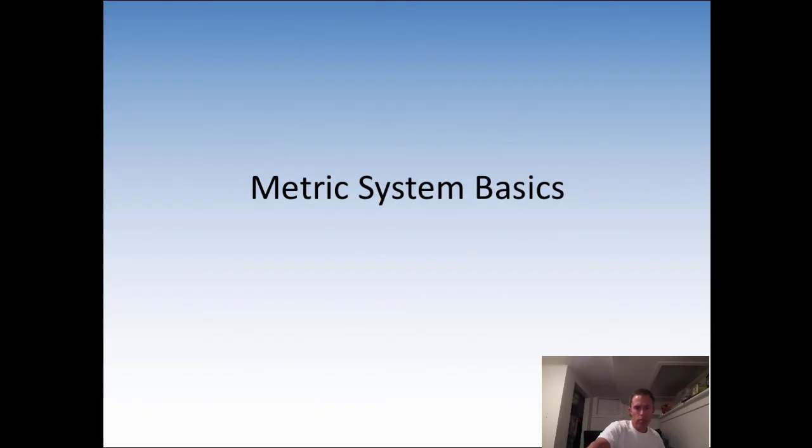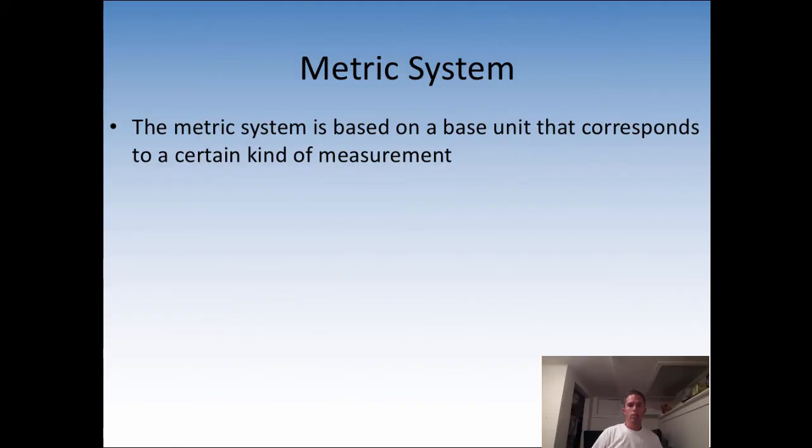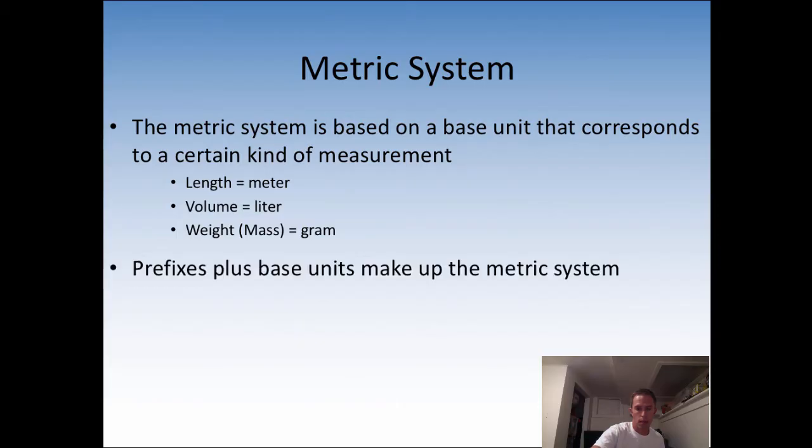Here's the metric system basics. The metric system is based on a base unit that corresponds to a certain kind of measurement. For example, the base unit for length is the meter. We're not going to talk about length in terms of feet; we'll always talk about it in terms of meters. For volume, it's the liter. And the base unit for weight, or mass, I should say, is the gram. Not pounds, it's a gram.